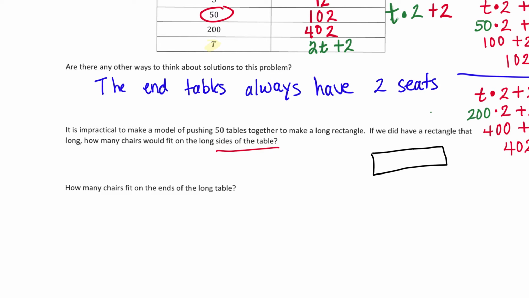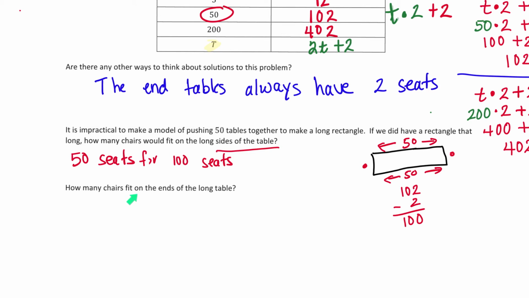But keeping in mind when we learned that the end of the table has the 2 seats that never change, right? And we already know that 50 square tables makes 102 seats. If I take away the 2 end seats, that is going to make it 100 seats, which makes it 50 seats on each side. So if you think about it, there's 50 here and 50 on the other side, so that makes it 100. So 50 seats for each long side, 100 seats.